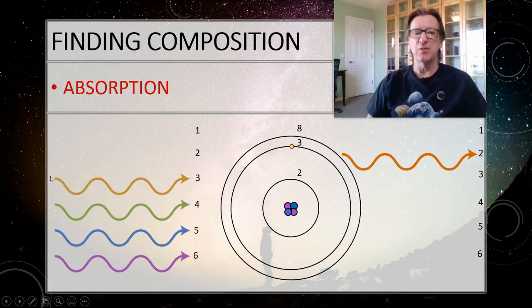Now let's think about the 3. Is there any way that this atom can use this yellow photon, this energy 3 photon? Is 2 plus 3 3? Nah. Is 2 plus 3 8? Nah. Is 3 plus 3 8? Nah. So it goes sailing right on through.